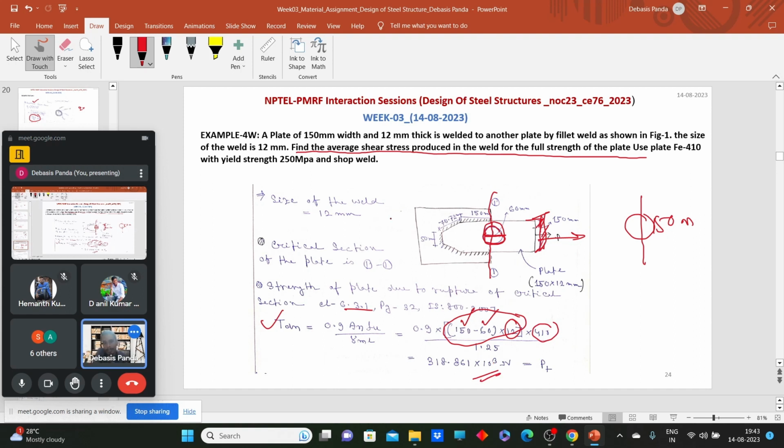Now what it says is, find out the average shear stress produced in this weld. So now we know how much load we need to transfer. How much? A pull of 318.861 into 10 to the power 3 Newton.